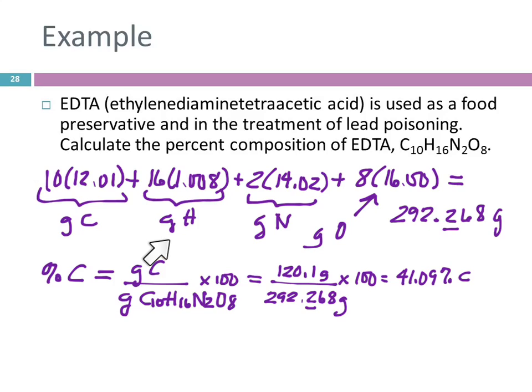How would I find the percent hydrogen? I take this and divide it by this same number times 100. And for the percent nitrogen, 2 times 14.02 divided by the whole times 100. And then for the last one, I could either do that same thing, this divided by that, or I could take 100 and subtract all the others. This time it might be easier to just calculate it using the equation. I'm not going to go through all of that, but any questions about calculating percent composition?